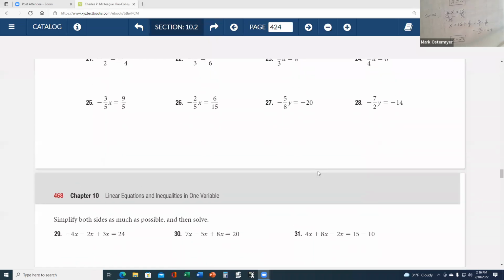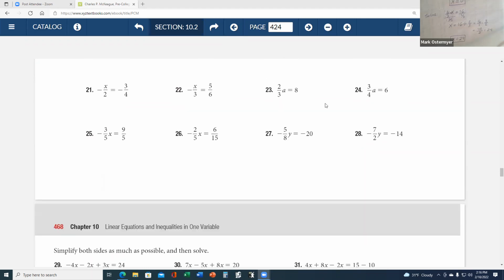All righty. Number 26. What would I divide both sides of my equation by for 26? Since it's -2/5 times x, what would I divide both sides by? Not +2/5, but -2/5. Yeah, you'd have to divide both sides by -2/5 to solve for x. What would you divide both sides of number 24's equation by to solve for a? Not -3/4, just what? Just 3/4, correct? Just 3/4. All right.